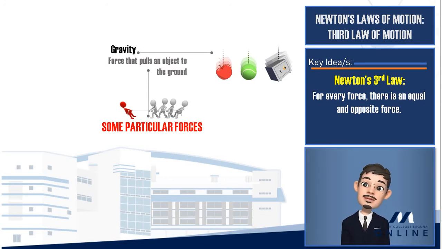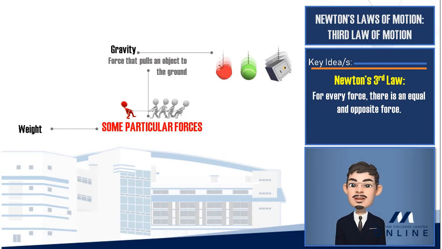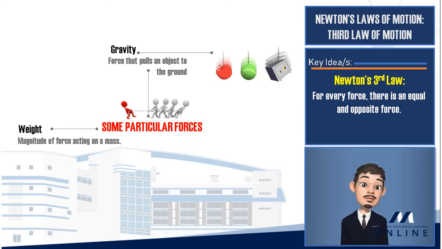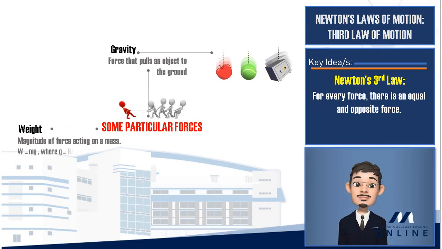Next type of force is weight. A common misconception about weight is that it is synonymous with mass. Mass is the amount of matter present in a body, and weight is the magnitude of the force acting on that mass. That's why we can compute weight in newtons, because it is a force, by multiplying mass and the constant acceleration due to gravity, which is 9.8 meters per second squared.